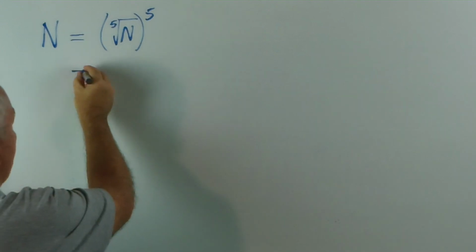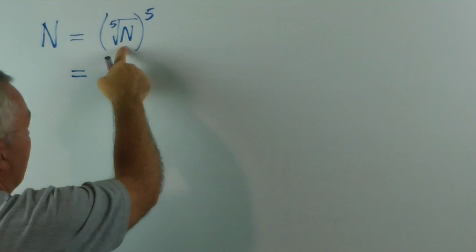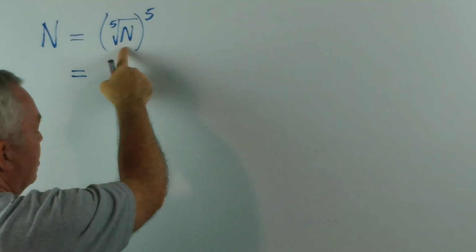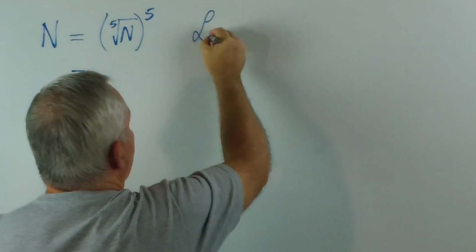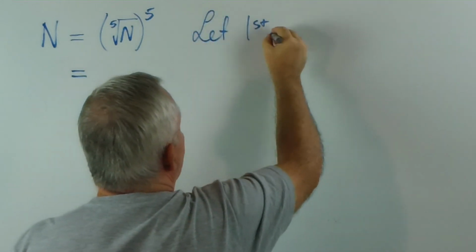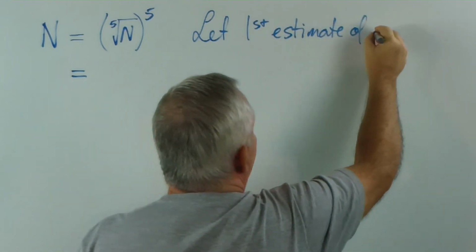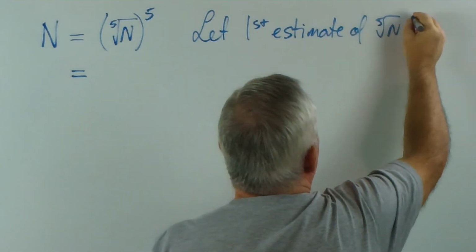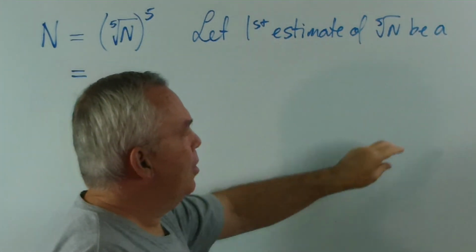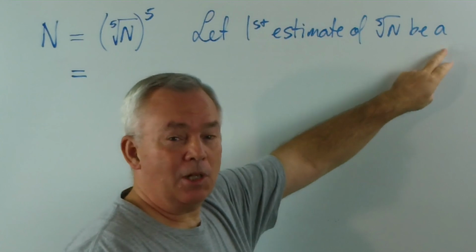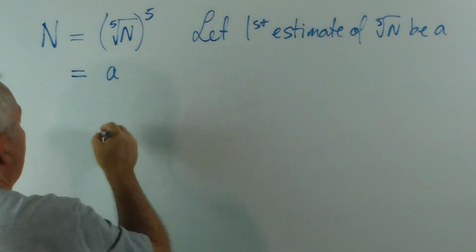And now we assume, or at least we try to find, a value a which is as close to this fifth root as we can get. So it's our first estimate, if you like. So let the first estimate of the fifth root of n be a. And we've tried to do a fairly good job of it and get as close as we possibly can.